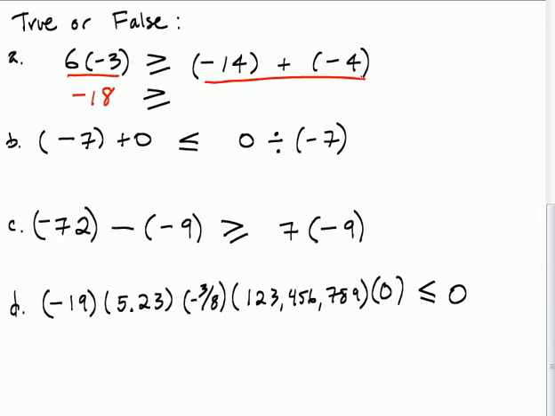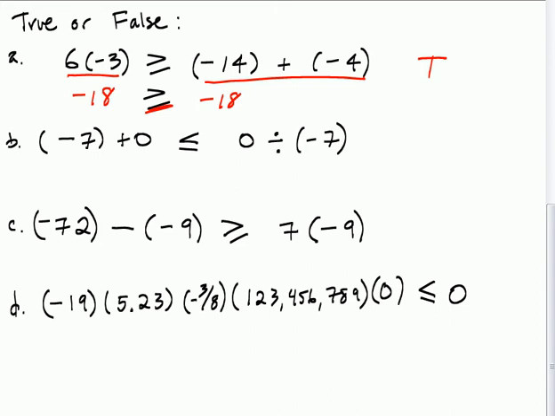Negative 14 plus a negative 4, negative 18. Is that true or false? Okay, it's true because even though negative 18 is not greater than negative 18, we've got options when we have this greater than or equal. So negative 18 equals negative 18, so that's all we need to satisfy one of those, so it is true.